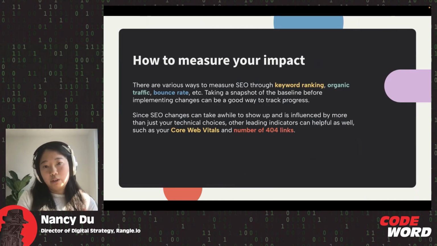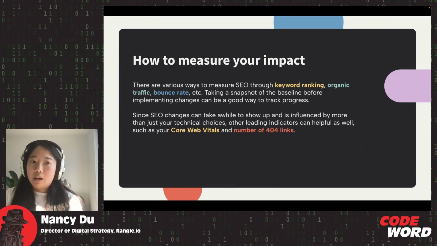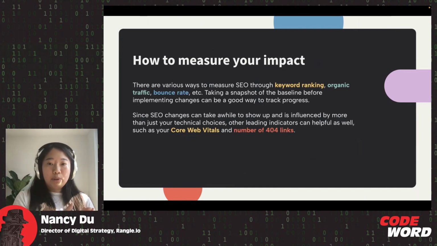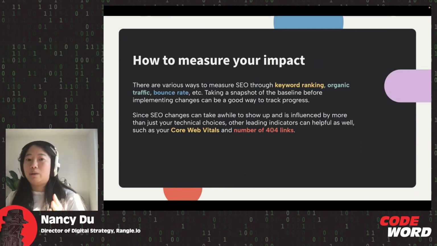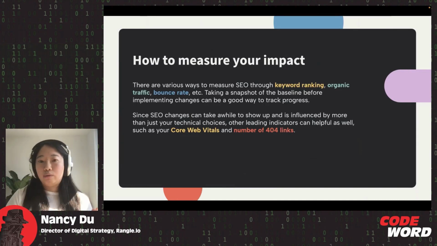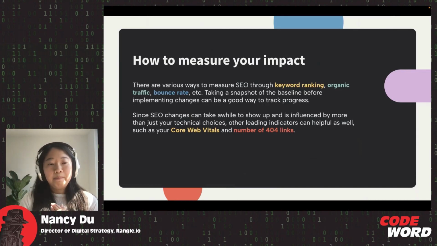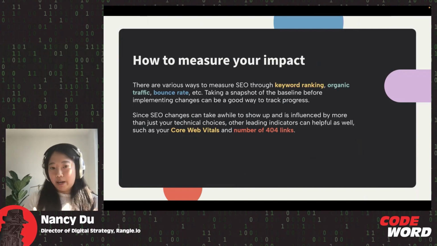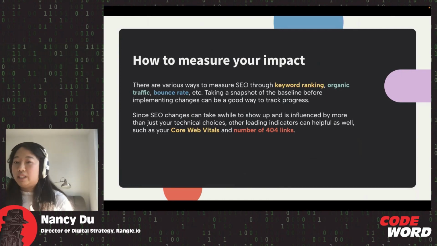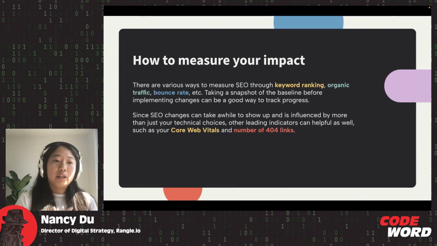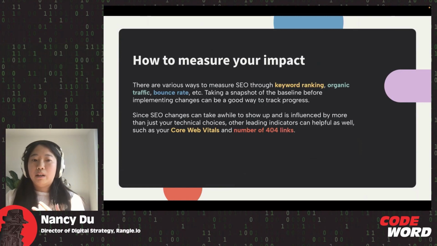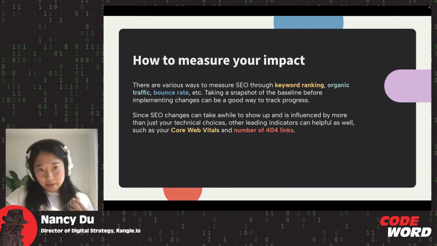But the most common ways to track it are through your keyword ranking, your organic traffic, and your bounce rates. What you want to do is take a snapshot of your baseline before you start implementing changes so you can track the progress before and after. And since SEO changes take a while to show up, and it's not just impacted by your technical choices, some other leading indicators could be really helpful. So things like looking at your Core Web Vitals or the number of 404 links could be a quicker way to assess if you're moving in the right direction.